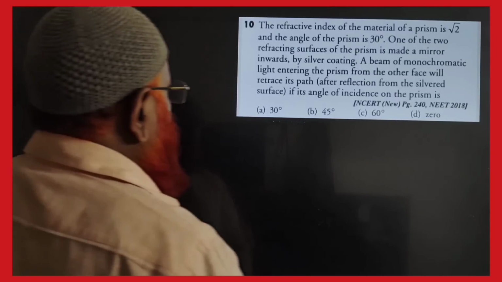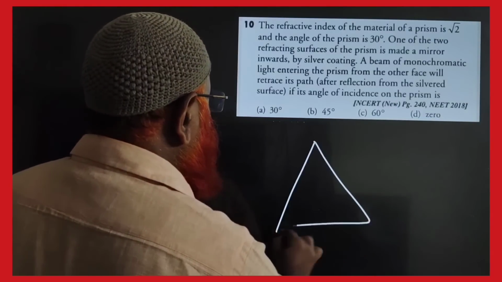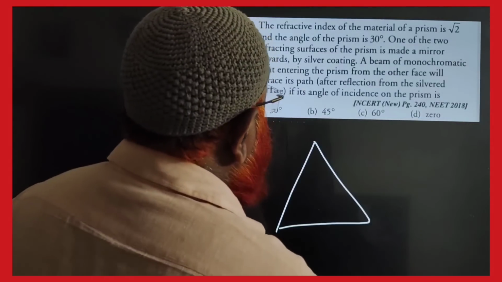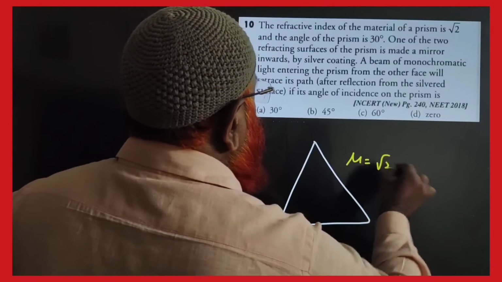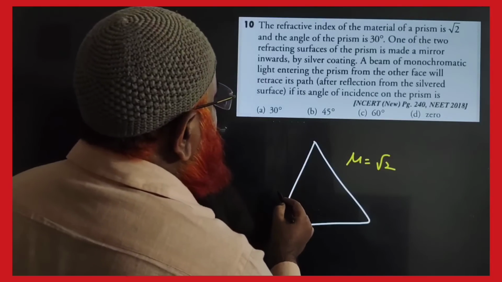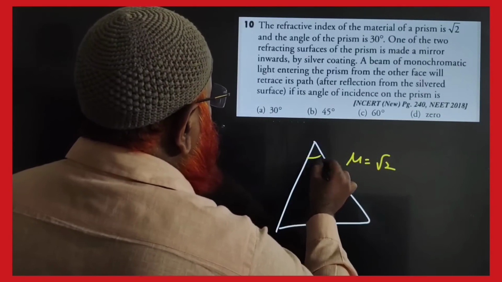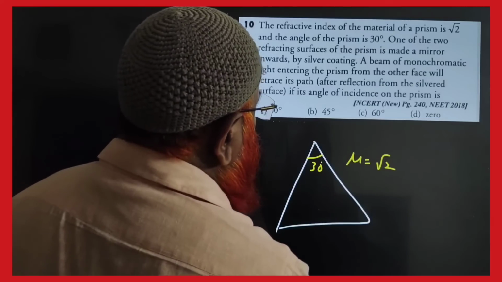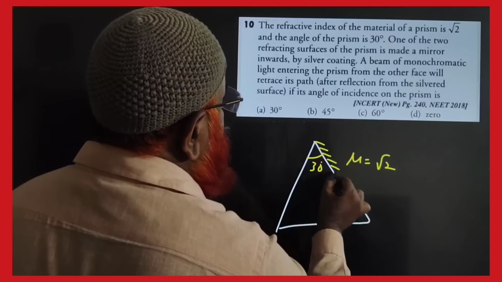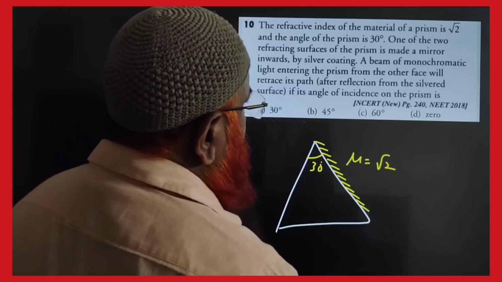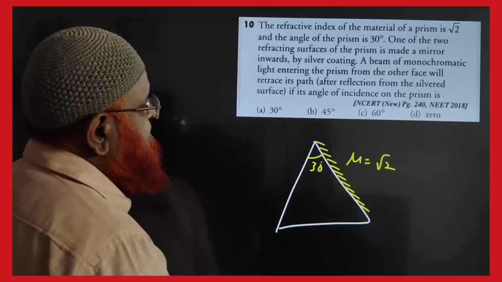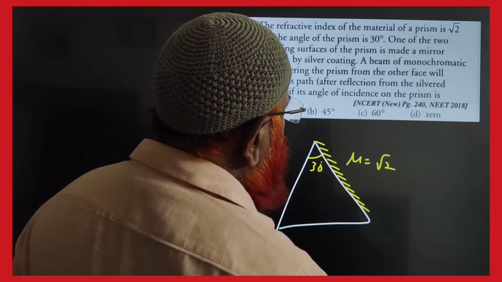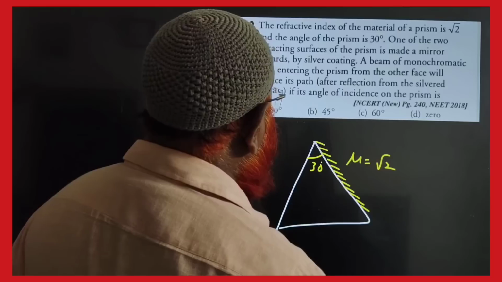Now, another problem. You are taking a prism. What is the refractive index of the prism? Root 2. Angle of the prism is 30 degrees. One of the two refracting surfaces of the prism is made up of a mirror, meaning this side is silvered, inwards by silvering coating. A beam of light enters the prism from the other face and retraces its path.